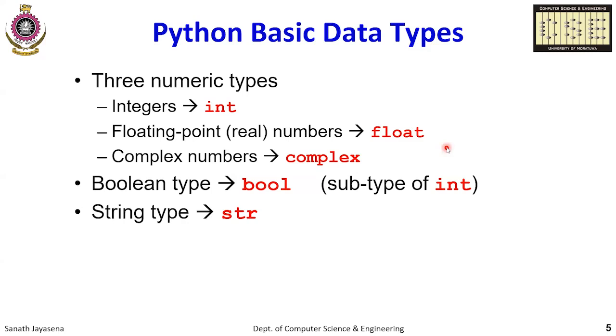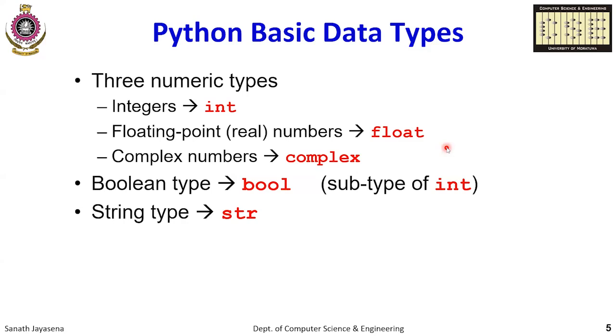And as a special case, you can have a single character, which is also a string, right? Any single character is by itself a string. So there's no distinction here. A string is a string, even a single character is a string. All right, so these are the basic types.